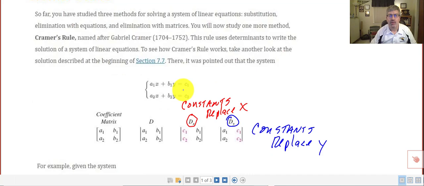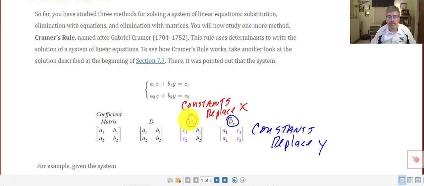Let's take a look at a generic set of linear equations, where we have a1x plus b1y equals c1, and then a2x plus b2y equals c2. We can write that given a coefficient matrix with just our coefficients, where the determinant of that is simply the matrix a1, b1, a2, b2. So it's easy enough to do the 2 by 2 determinant there.